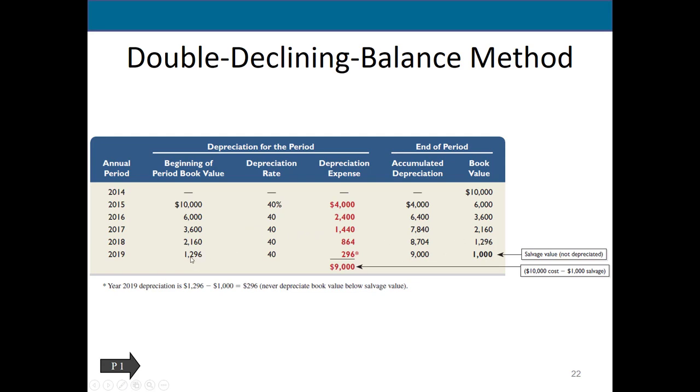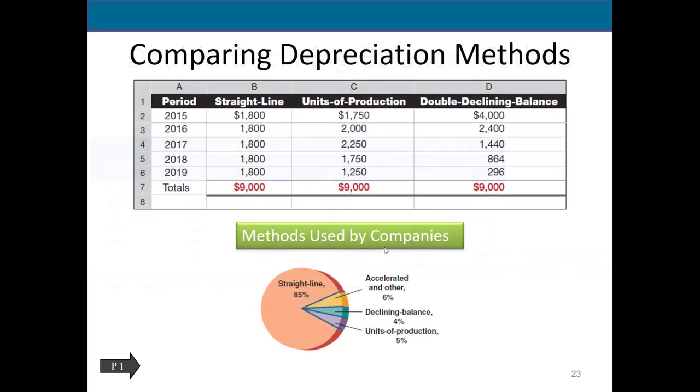Remember, obviously, 1,296 times 40% is not 296. That's why we have an asterisk here. It's because I can't go more than 296 because I've got to make this equal to the salvage value. It has to come out here to be 1,000. Notice how I have higher depreciation in the earlier years and much lower depreciation in the later years, but at the end of the day, total depreciation expense still comes out to be 9,000. That's always going to be that way.